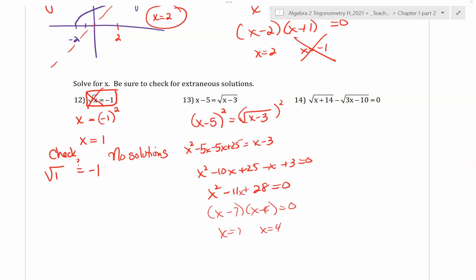The only problem is before you say you're done, you do need to make sure that you don't have any extraneous solutions. So you would have to check. Now, it ends up that 4 is not going to work and 7 is, but let me just show you how you would check that.